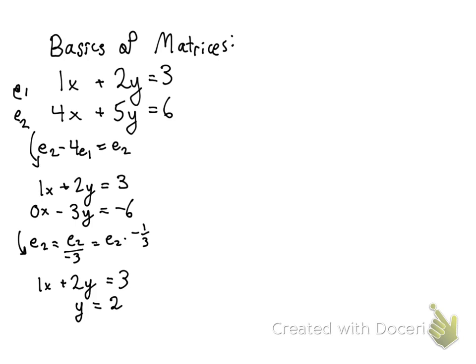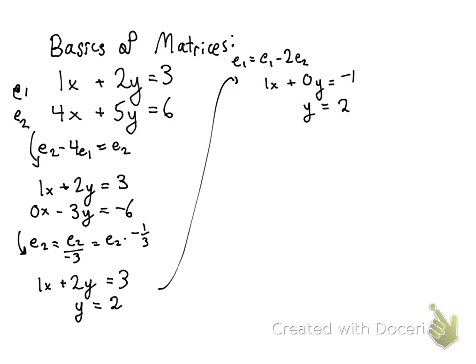But what I'm going to do is I'm actually going to keep going. Now that we have y isolated, let's subtract twice the second equation from the first equation. So that would be E1 is now E1 minus twice E2. And that'll leave us with x plus 0y equals minus 1, and then y equals 2, because I'm taking 3 minus 2 times 2, which is minus 1. And now from here, we've pretty much solved for both x and y, so I can rewrite x equals minus 1 and y equals 2.